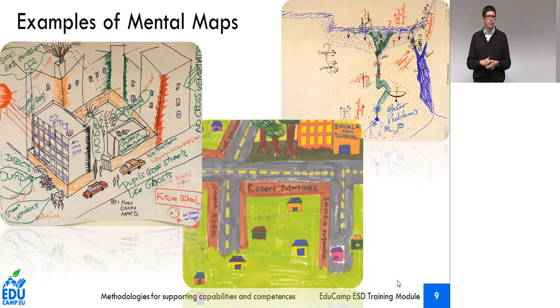Another mental map, in the upper right corner, shows the Nile River and Egypt and certain points, or it shows the whole of Egypt, and shows, of course, the Nile River as a central aspect within the geography.